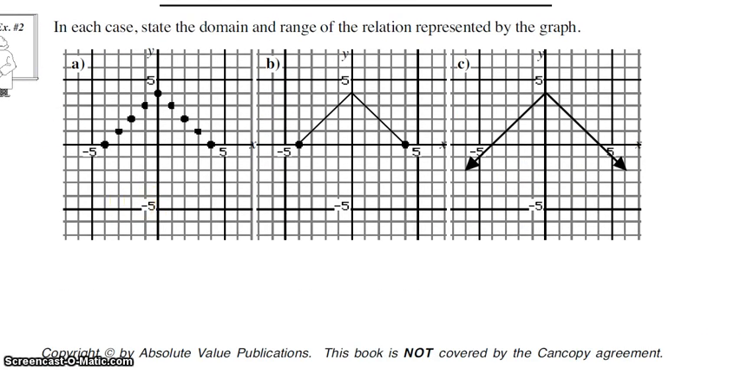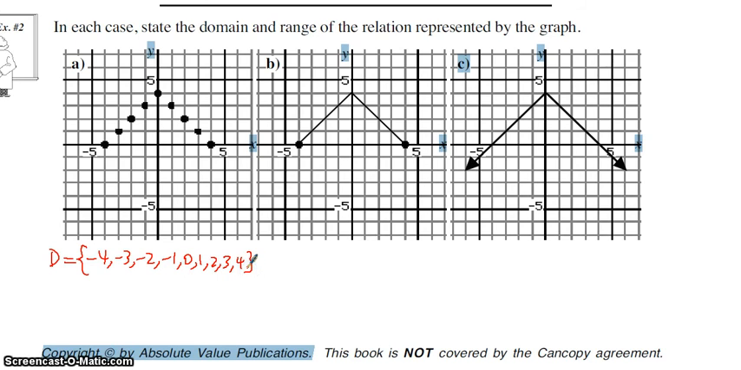So what's the domain and range? Domain is the input, domain is the x, domain is the independent variable. So if you look here, we start with negative 4, negative 3, negative 2, negative 1, 0, 1, 2, 3, 4. So that's my domain. I'll write the following. Domain is negative 4, negative 3, negative 2, negative 1, 0, 1, 2, 3, 4.